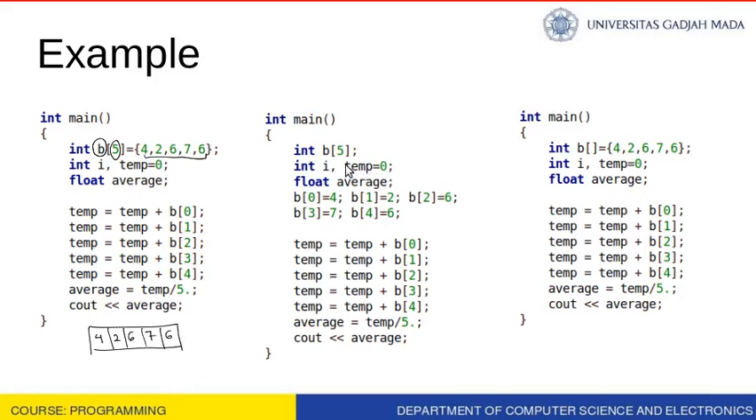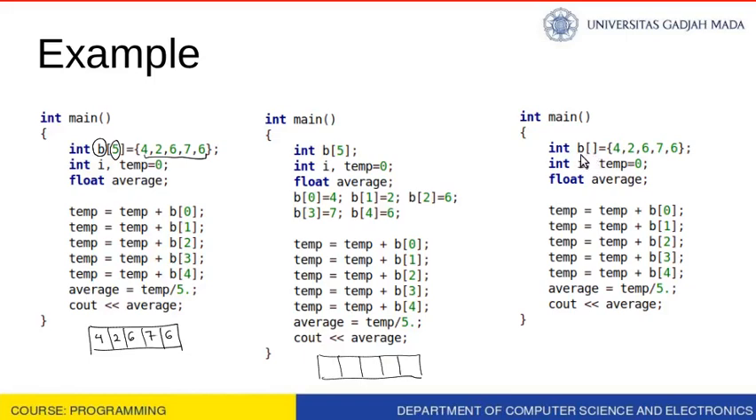And then the next program, we just declare the array of B with the size of 5, but we don't know what is the value inside of it. So the value will be the default by the compiler. It may be 0 or it may be another value.